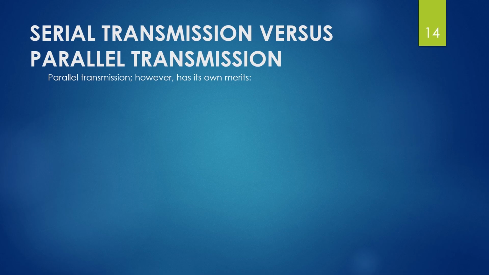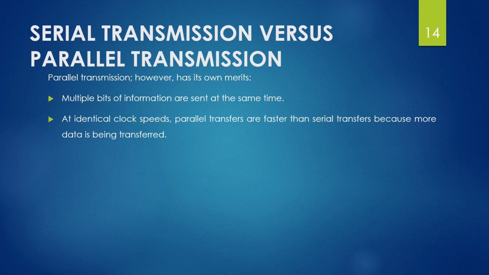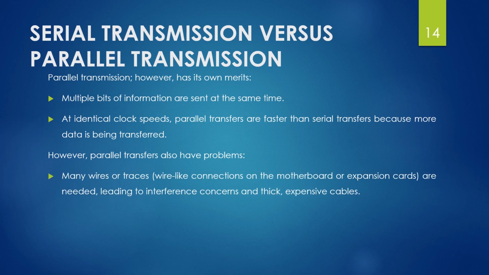Parallel transmission, however, has its own merits. Multiple bits of information are sent at the same time. At identical clock speeds, parallel transfers are faster than serial transfers because more data is being transferred. However, parallel transfers also have problems. Many wires or traces, that is wire-like connections on the motherboard or expansion cards, are needed, leading to interference concerns and thick, expensive cables.